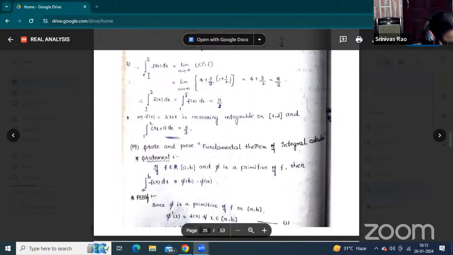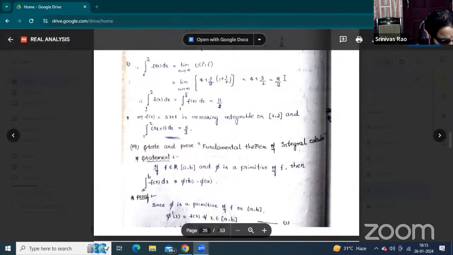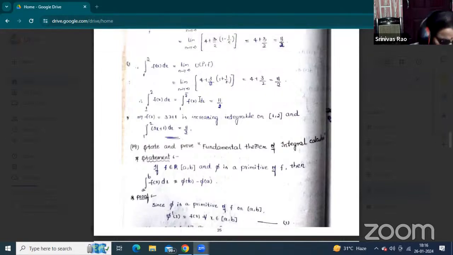Okay, so in the same manner, the upper Riemann integral equals the upper integral 1 to 2, with a bar, f of x dx. That is the simple definition: the limit of the upper Riemann sum. The upper Riemann sum value, we already know, is 4 plus 3 by 2 of 1 plus 1 by n. So we are getting limit 1 by n equal to 0, the simple value 4 plus 3 by 2, and we are getting the value 11 by 2.